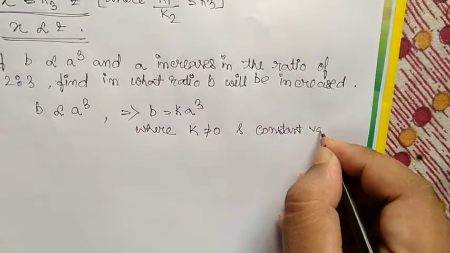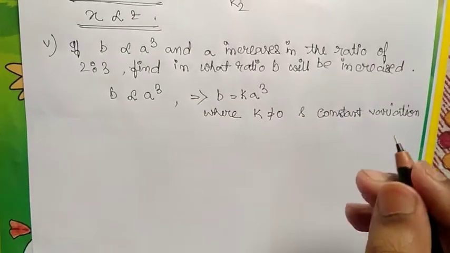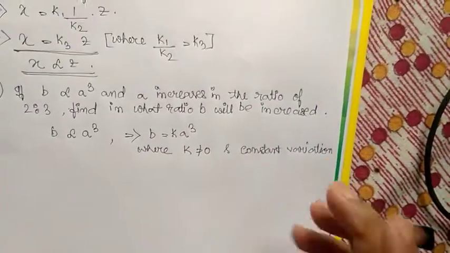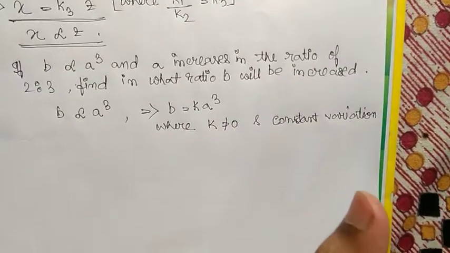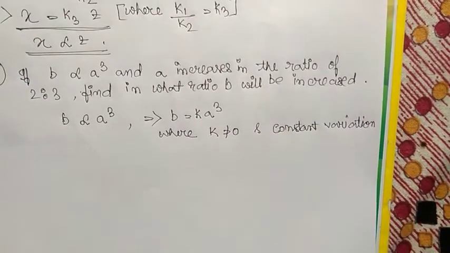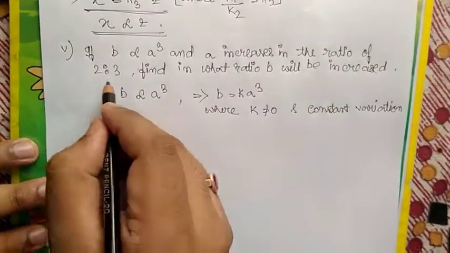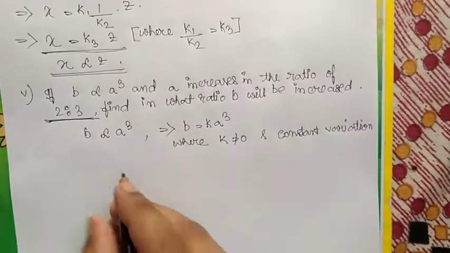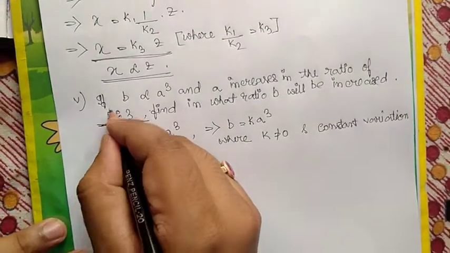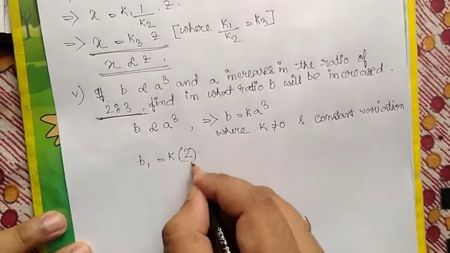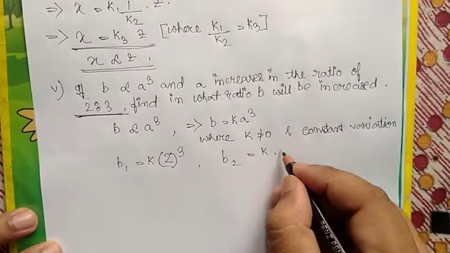One important thing: in every sum we have to write this k, k1, k2, k3, this type of constant, and we must write that it is a constant of variation and not equal to 0. This is very important. So after this, a increases in the ratio 2:3. So b1 equals k into 2 cube, the first ratio being 2, and the second is 3 cube.